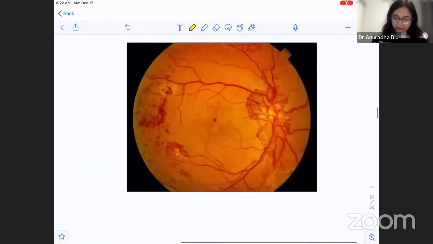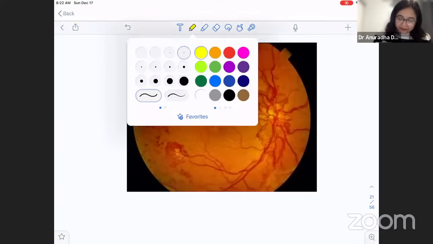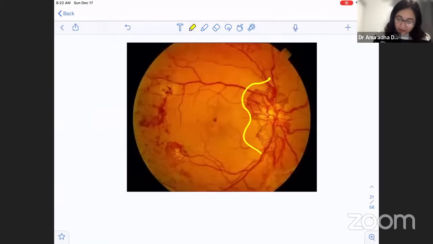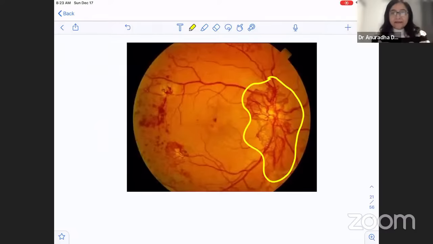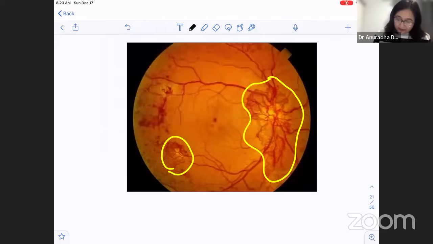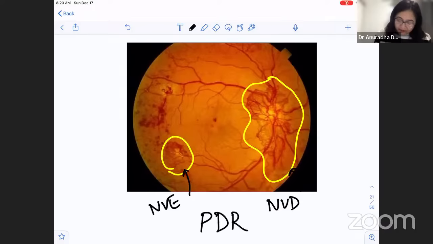And in the proliferative diabetic retinopathy stage, as you are seeing here, you will see fronds of new vessels, either on the disc, when it is called neovascularization of the disc, or on the surface of the retina elsewhere, when it is called neovascularization elsewhere. So here it is your NVD and NVE, which you are seeing, and this is the stage of proliferative diabetic retinopathy.